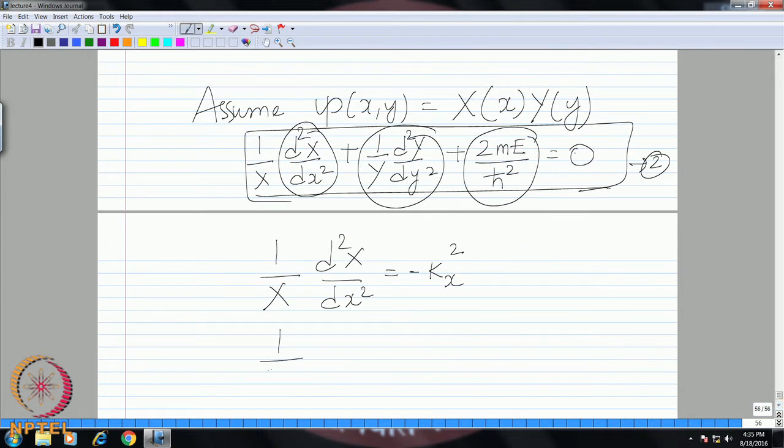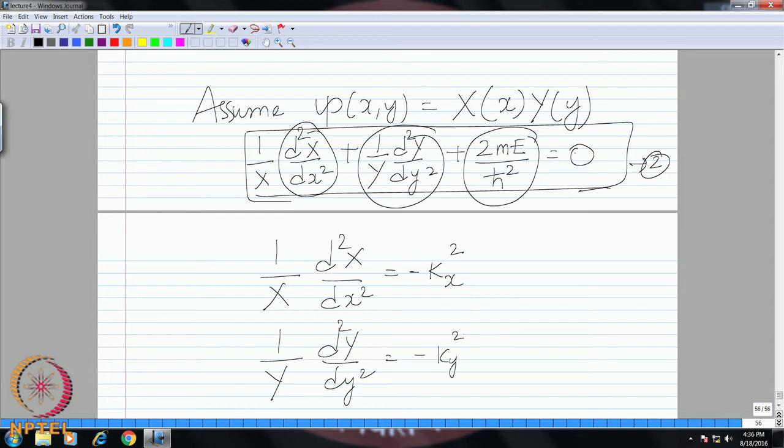So, you have also similarly 1 by Y d square Y by dy square should be another constant. I am just distinguishing this constant from this constant by using the subscript x and y. So, you have a different constant in the x direction from the y direction. You can also use l and m as two separate constants here. And why we put a minus sign here? Because the energy value should always be, magnitude should be positive.